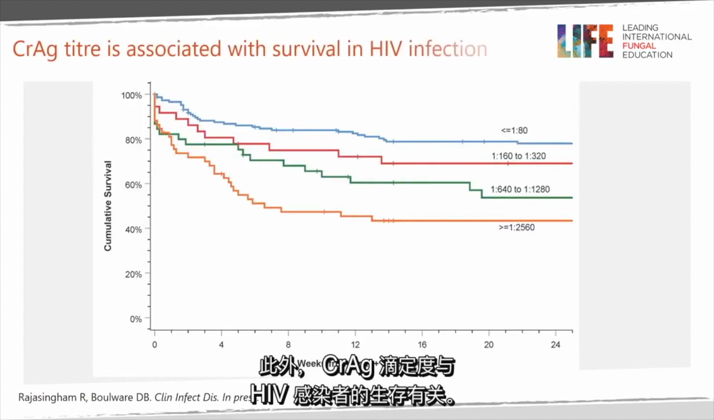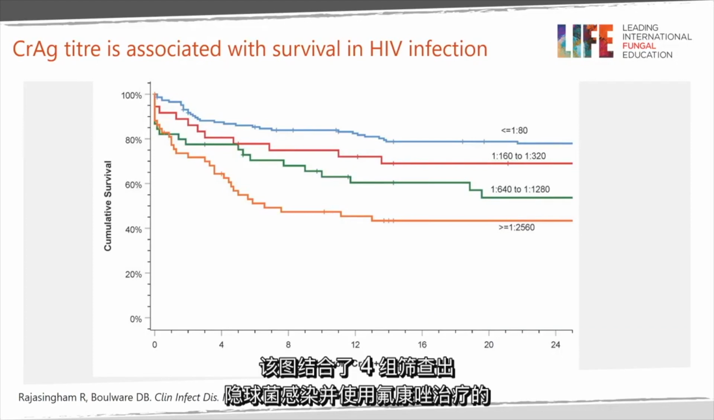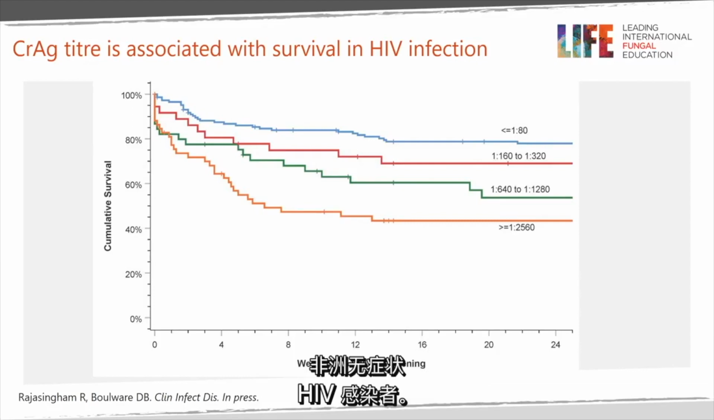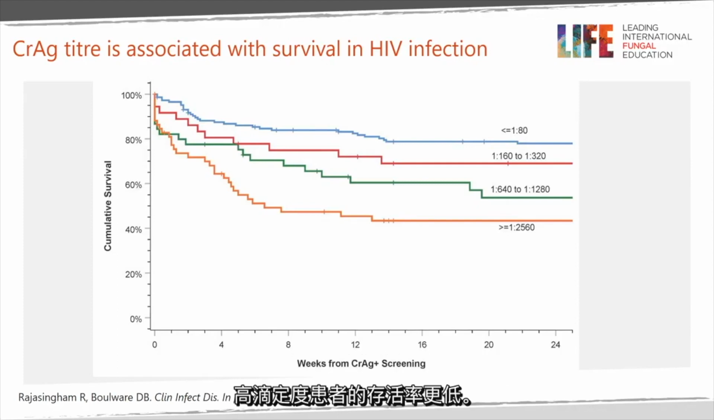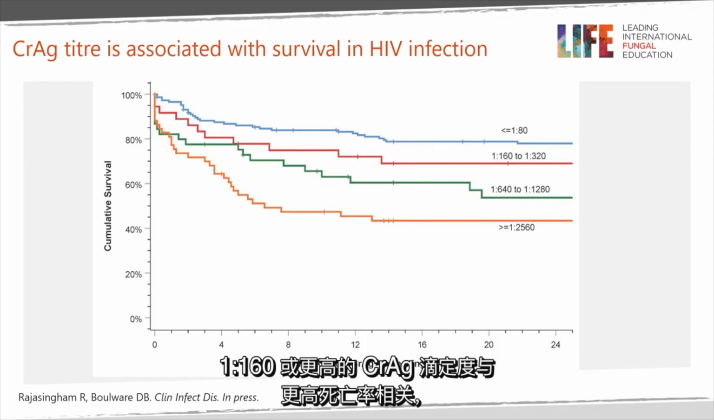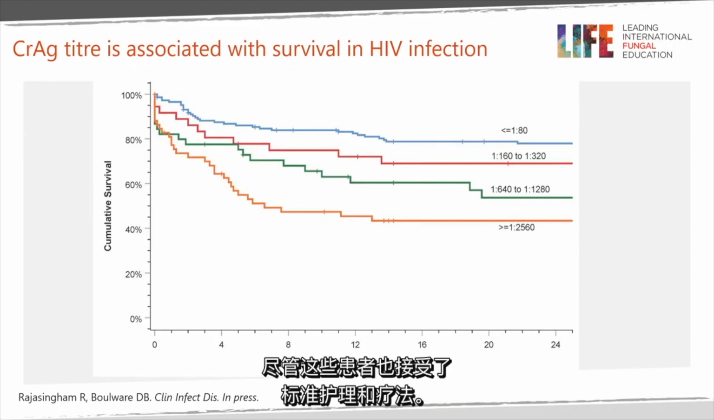Furthermore, CrAg titer is associated with survival in HIV-infected people. This figure combines 4 African cohorts of asymptomatic HIV-infected people screened for cryptococcal infection and treated with fluconazole. Here we can see the effect of CrAg titer on 6-month survival. Those with a high titer had low survival. Among asymptomatic CrAg-positive persons, CrAg titers of 1 to 160 or greater are associated with increased mortality despite receiving standard of care antifungal therapy.